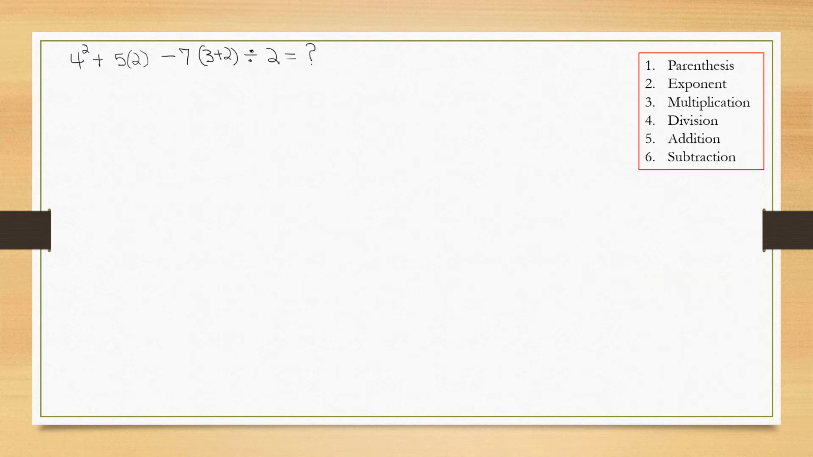All right, so the first problem that we have here is 4 squared plus 5 times 2 minus 7 times, and inside the parentheses is 3 plus 2, divided by 2. And what does that equal? So where do we start? Well, the first rule said that we start with what's inside the parentheses, which is 3 plus 2, which equals 5, right? Then we still have the negative 7 times that 5 next to it.